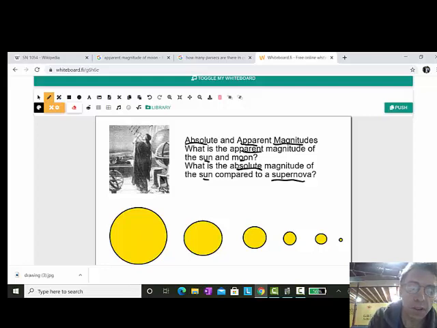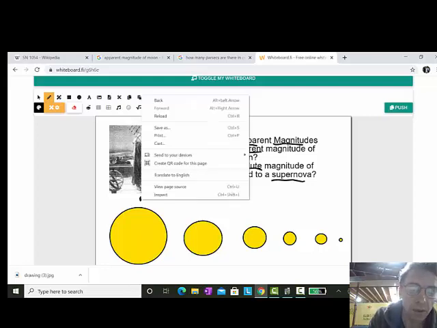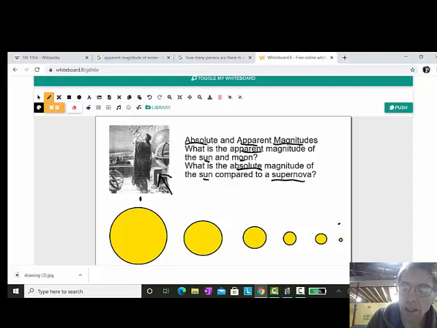So this picture is of Hipparchus, and I'm sure I'm butchering his name, but basically he looked at the brightest star in the sky at his time and labeled it 1. And then he took the faintest star and labeled it 6. And then the spectrum in between, he gave the appropriate numbers of 5, 4, 3, 2, and 1.